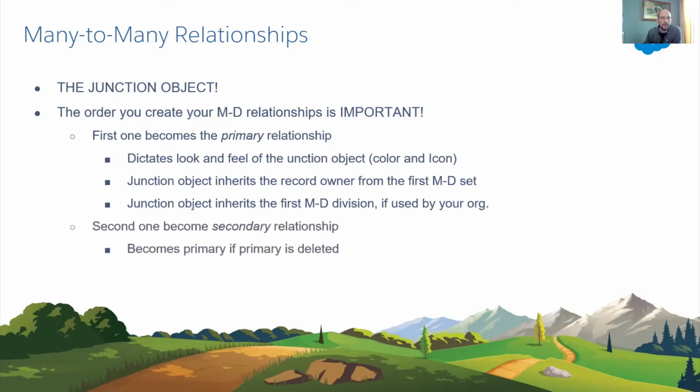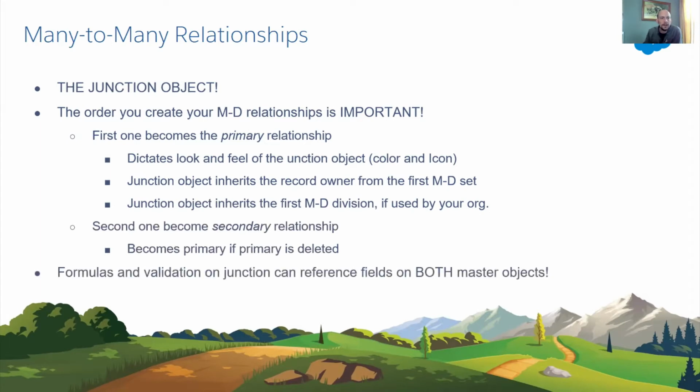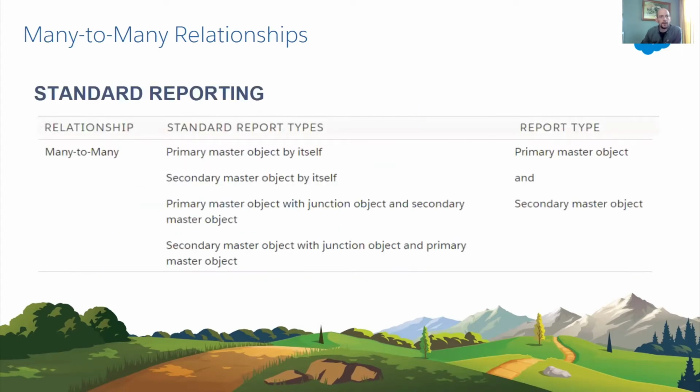Obviously, the second one becomes secondary, which becomes the primary if it's deleted. And also, any formulas and validation rules you can put on that junction object can pull from both masters. So that's a really powerful opportunity for you to use. And on your many-to-many relationships, you get some pretty good reporting as well. Obviously, the primary master object by itself, the secondary master object by itself, the primary with the junction and the secondary, or the secondary with the junction and the primary.